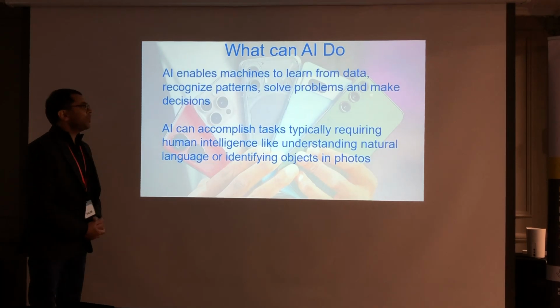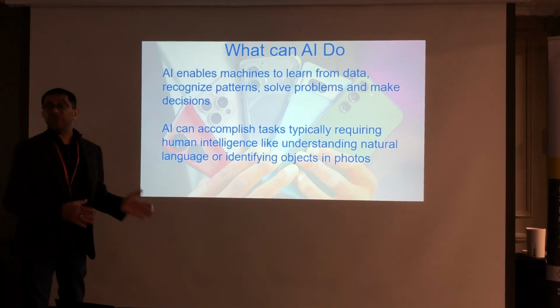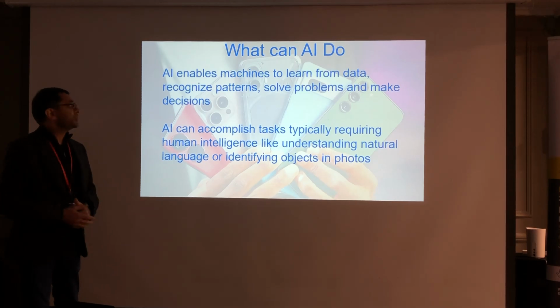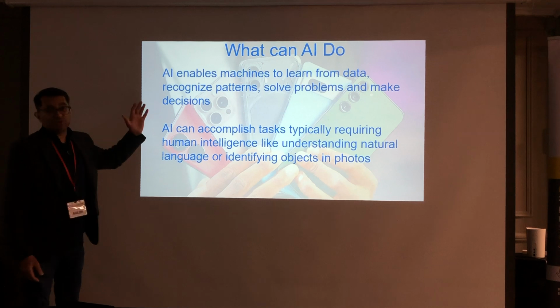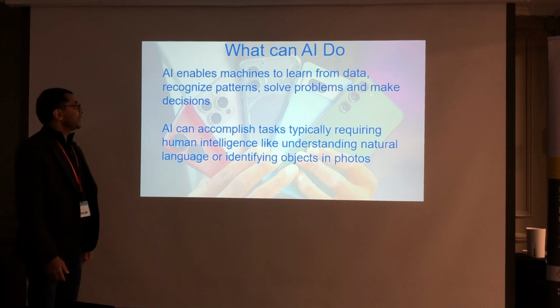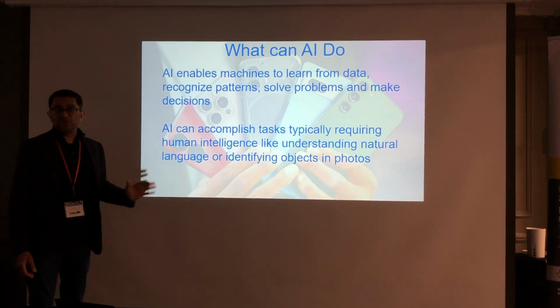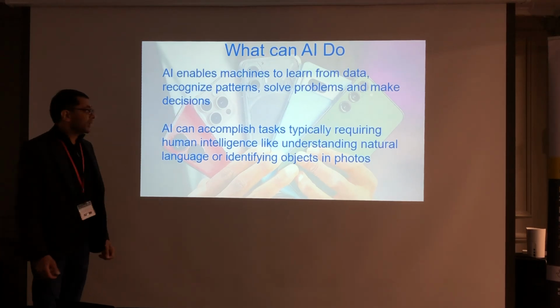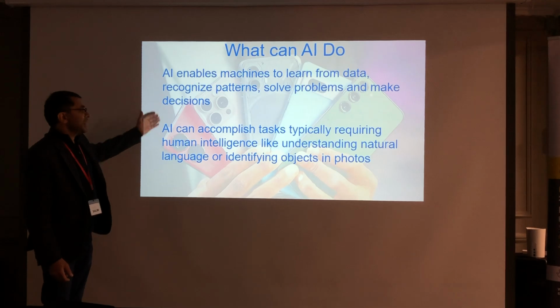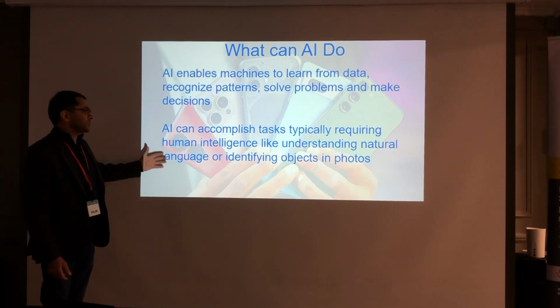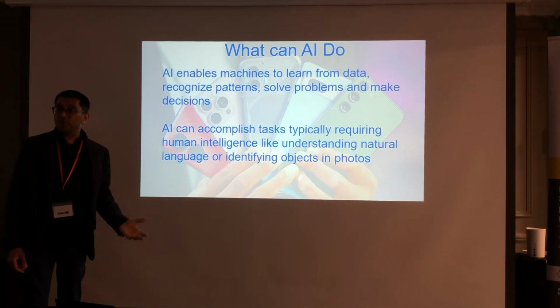So, what can AI do? And this is really what sets it apart from ordinary computing. AI allows machines to learn from data, recognize patterns, solve problems, and make decisions. Those are quite new things in the world of computing. And actually, these skills allow AI to perform tasks that would ordinarily have required human beings.